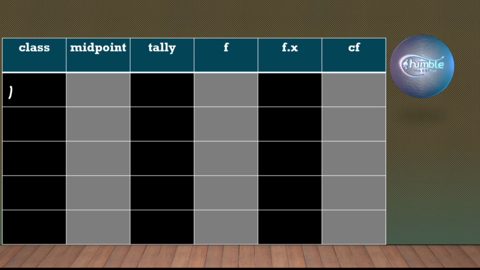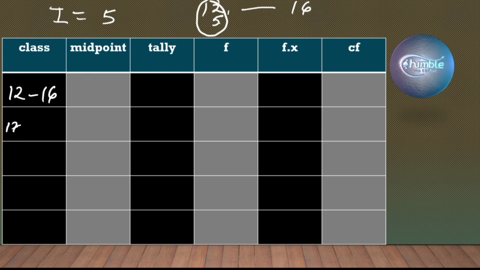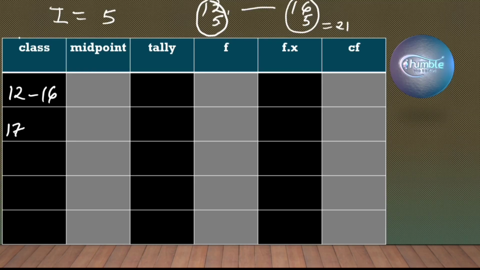The first class we were given was 12 to 16. Now, let me tell you how to get the next class easily. Already we have gotten the class interval. Our interval is 5. So to get the next class, we know that 12 is the lower class limit of the first class, and 16 is the upper class limit of the first class. To get the lower class limit of the next class, add 5 to the lower class limit of the previous class. So that is 12 plus 5, which gives you 17. And to get the upper class limit of the next class, add 5 to the other one. 16 plus 5 will give you 21. So the next class will therefore be 17 to 21.